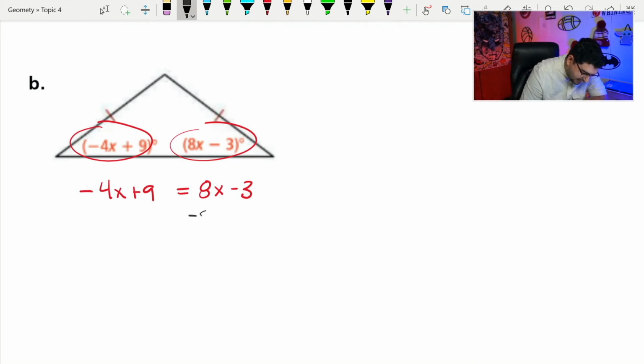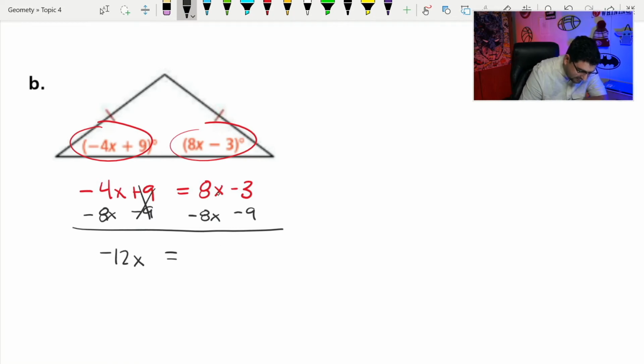Let's go ahead and subtract 8x from both sides, and at the same time subtract 9 from each side. Negative 4x minus 8x gives me a negative 12x. These 9's cancel out, which is nice. These 8's cancel out. Negative 3 minus 9 gets me negative 12. Very nice.